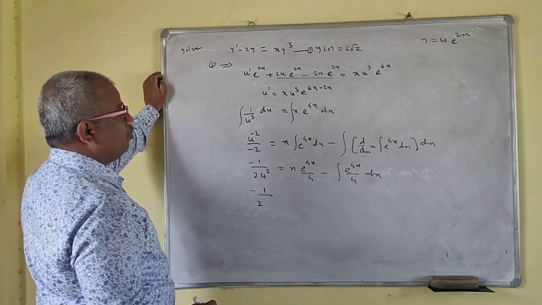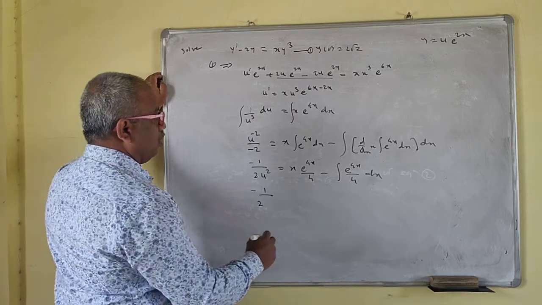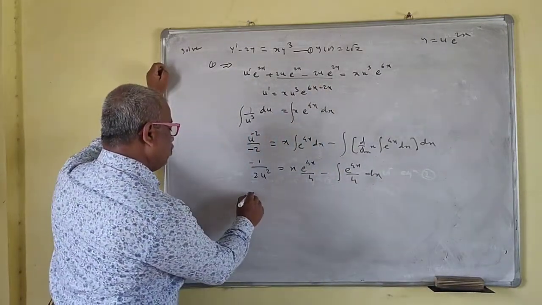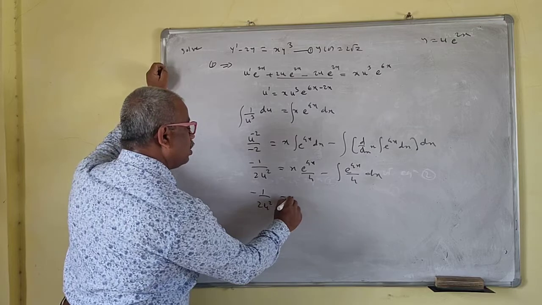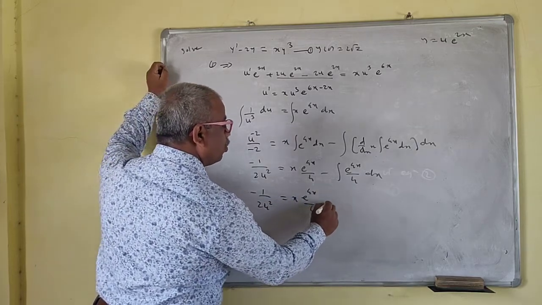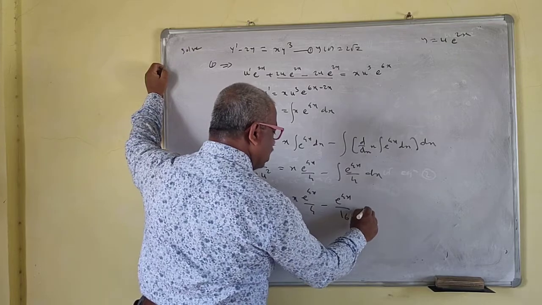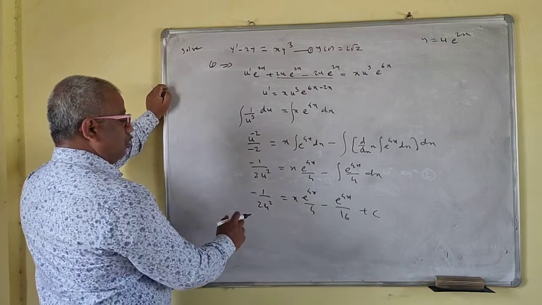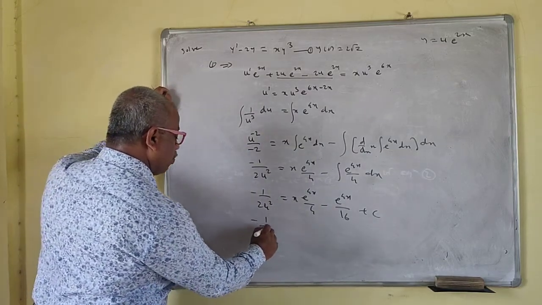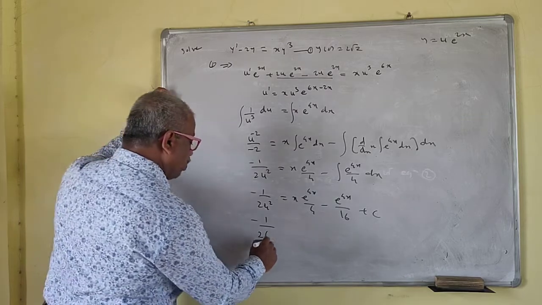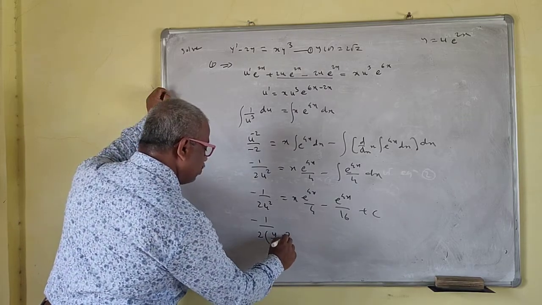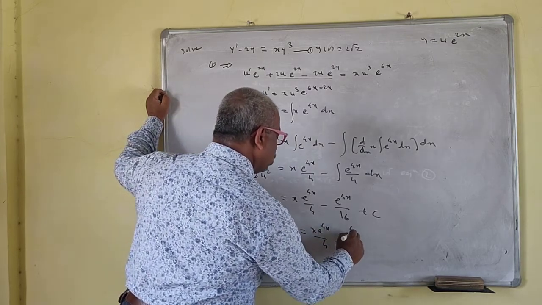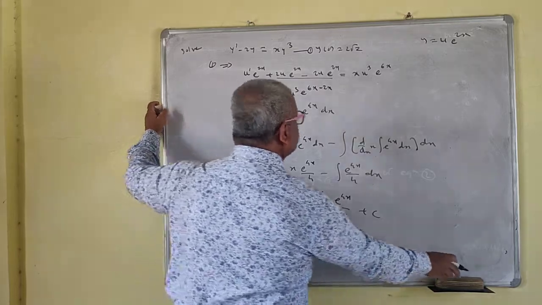Okay, so what is u then? Just we will simplify this. Minus 1 upon twice u squared is equal to x e raised to 4x upon 4 minus e raised to 4x upon 16, plus c. Now this is minus 1 upon twice u squared, where u is y upon e raised to twice x, so the bracket squared is x e raised to 4x upon 4, minus e raised to 4x upon 16 plus c.